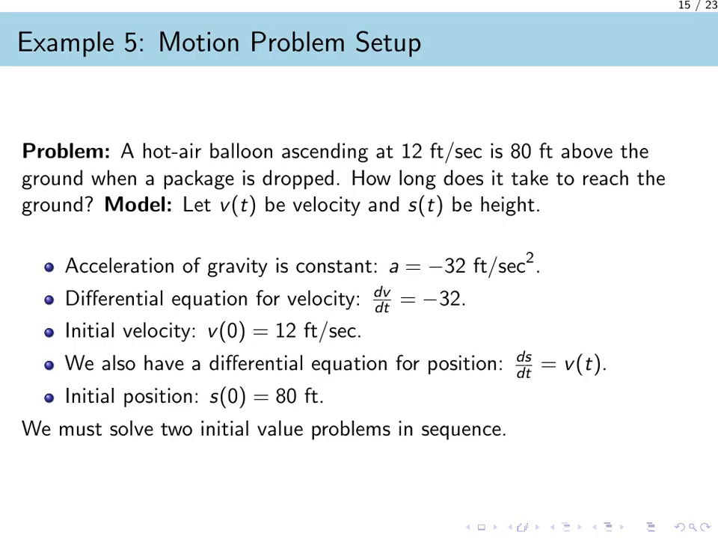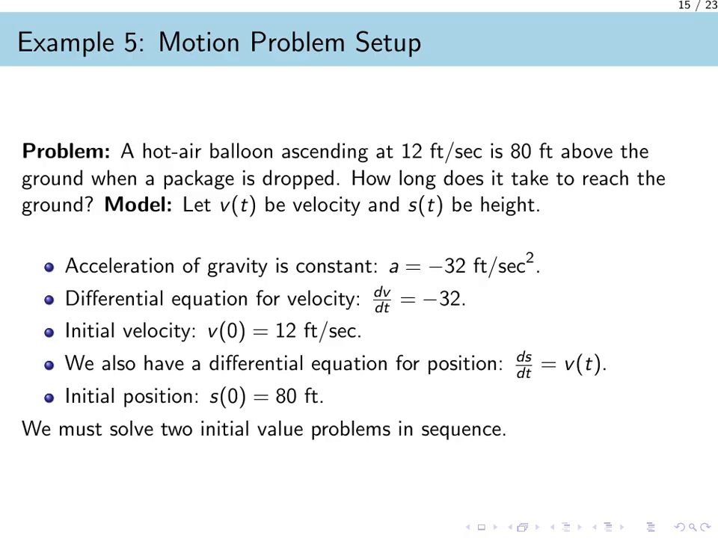Now we can apply our understanding of antiderivatives to model the motion of a dropped object, which is a classic physics problem. Our goal is to find the height of a package over time after it is dropped from a rising hot air balloon. We start by modeling its velocity, which we can call v of t. Since the only force is gravity, the acceleration is a constant negative 32 feet per second squared, giving us the differential equation dv/dt equals negative 32.